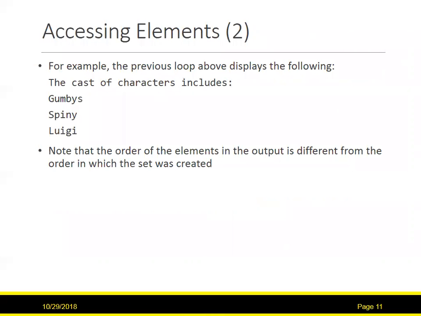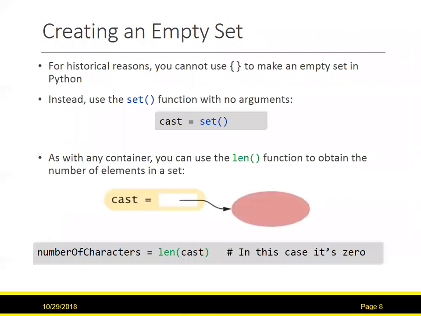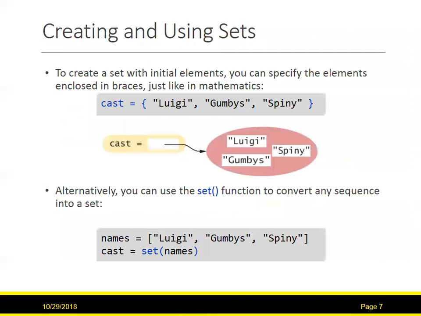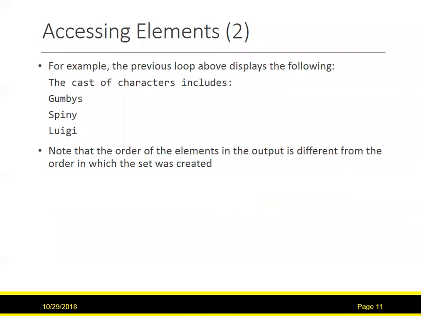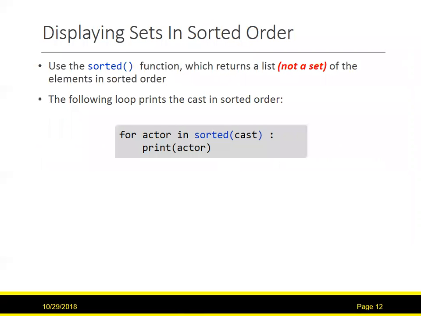So here it says, for example, in the previous loop, how were they put in there? They were put in as Luigi, Gumby, Spiny. But here they printed out as Gumby, Spiny, Luigi. Note that the order of the elements in the output is different from the order in which the set was created. We can also use sorted. Use the sorted function that returns a list, not a set. So you're actually sorting the set into a list and then printing the list. Okay, I got it.